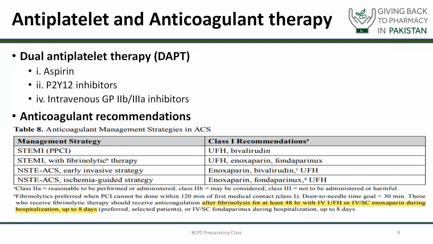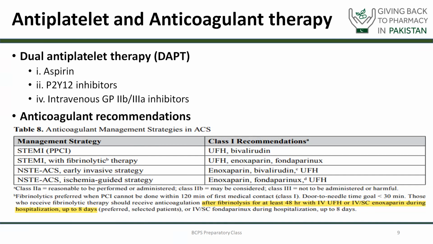For anticoagulant recommendation for STEMI, there are only two options when performing primary percutaneous coronary intervention: unfractionated heparin or bivalirudin. So they will not give enoxaparin or fondaparinux. For STEMI with fibrinolytic therapy, there is the option of enoxaparin and fondaparinux. For non-STEMI ACS, enoxaparin, bivalirudin, unfractionated heparin, and for non-STEMI ACS with an ischemia-guided strategy, enoxaparin, fondaparinux, unfractionated heparin.